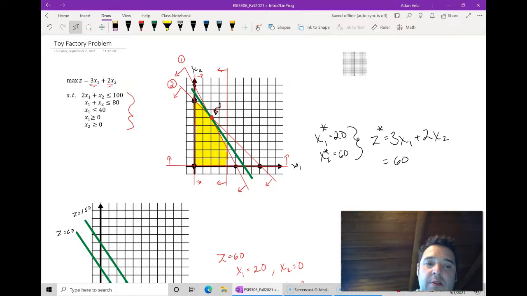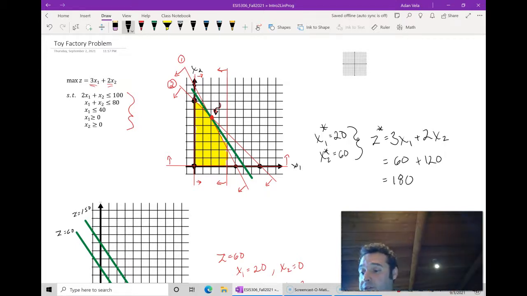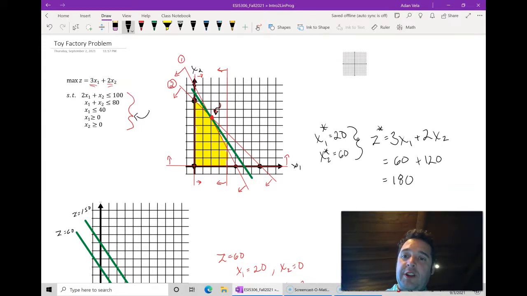So that's 60 plus 120 equals 180. All right, so this is our optimal solution. Now, after we found our solution, it's useful to determine which of these constraints are active, which of them are holding back our maximization problem from being even bigger. Those constraints that are holding back our solution we call active or binding constraints.